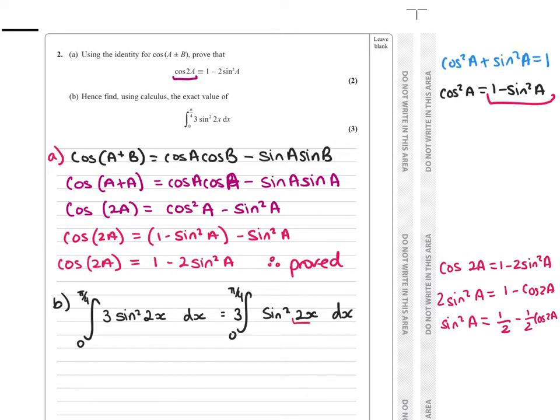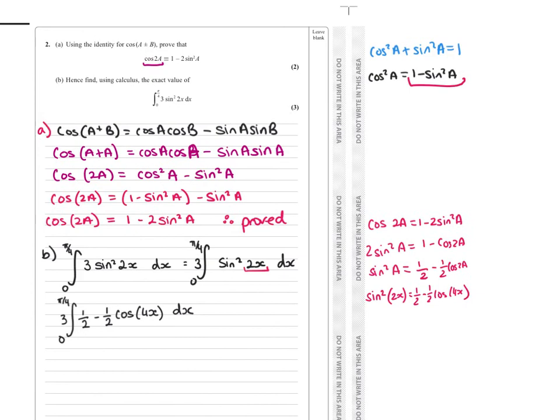Now in our case, our a is 2x. So therefore, sine squared of 2x equals a half minus a half cos of 2 lots of 2x, which is 4x. So now that means we're going to have the integral between pi over 4 and 0, with our factor of 3 on the outside, of a half minus a half cos of 4x with respect to x. Now we know how to integrate that.